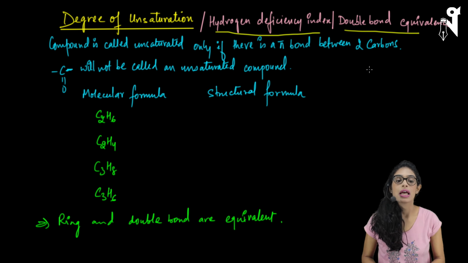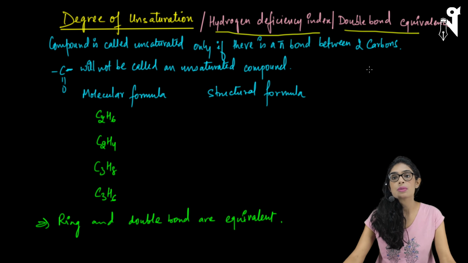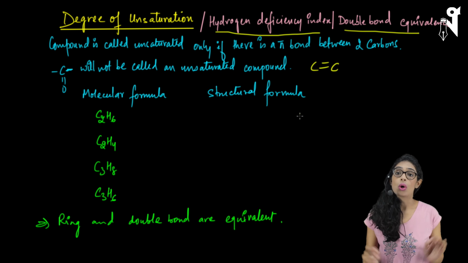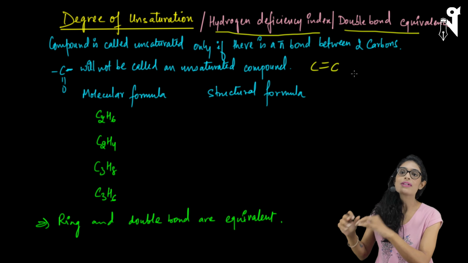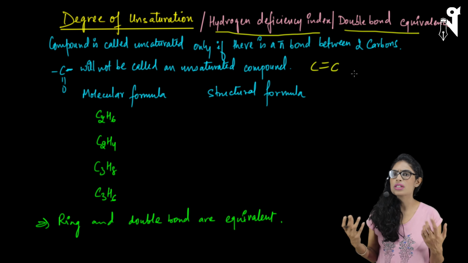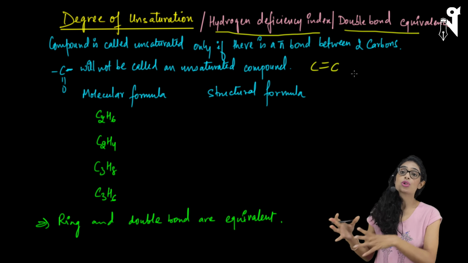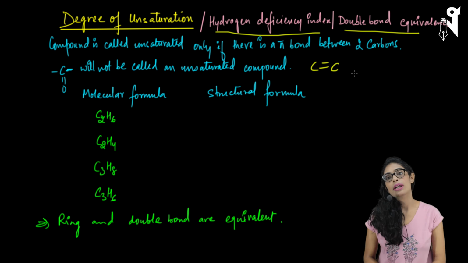What exactly is it? Before we get into the understanding of degree of unsaturation, first of all, we should be clear about what exactly unsaturation means. So unsaturation means presence of a pi bond, but where exactly? The pi bond, when it is present between carbon and carbon, then only it is called an unsaturated compound. If this pi bond is present along with some other element, let's say oxygen or sulfur, carbon with oxygen, carbon with sulfur, and so on, then the compound will not be called unsaturated.